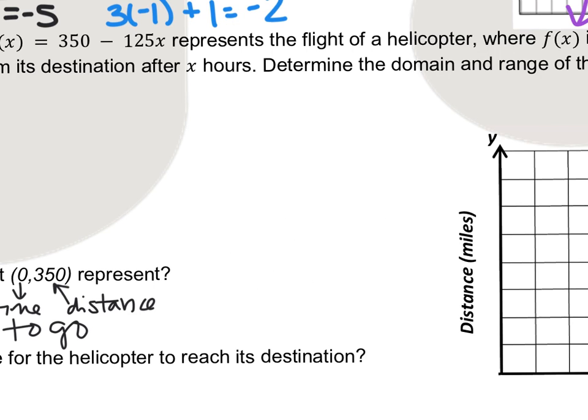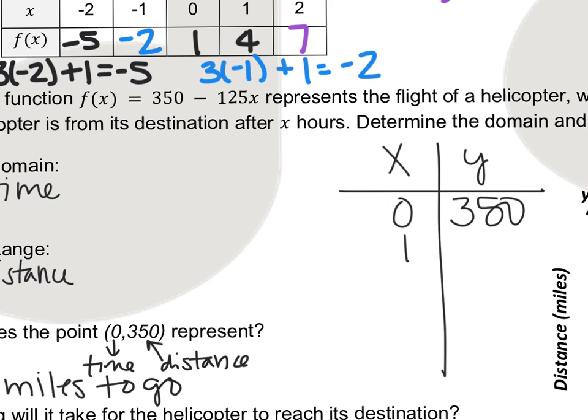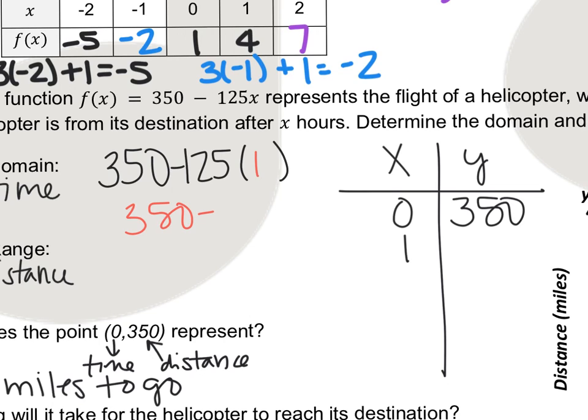And in order to figure out all the other questions, you need to make a table of values. So I have my x's and my y's. So at time of 0, I have 350 miles to go. At a time of 1, well, if I plug in 1 into this equation, so remember my equation is 350 minus 125 times x. Well, if I plug in 1 there, that's going to be 350 minus 125 times 1, which is 125, and that's going to be 225.